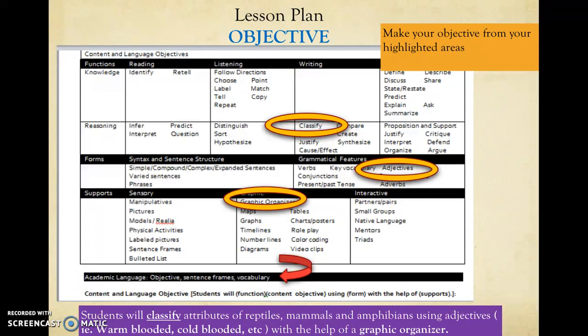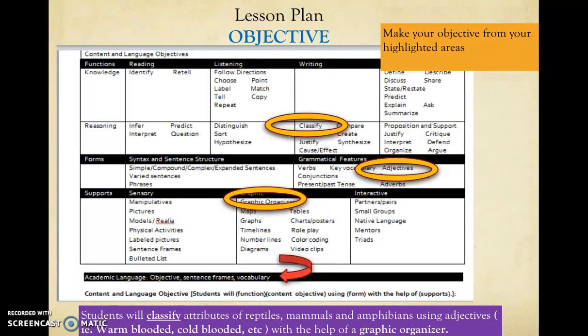So let's look at what we have. We have classify, adjectives, and graphic organizer. In the purple box, you can see how the teacher took each one of these using the formula to help her create this objective. First, she took the function of classify. Students will classify attributes of reptiles, mammals, and amphibians.